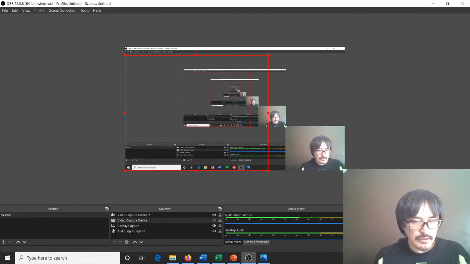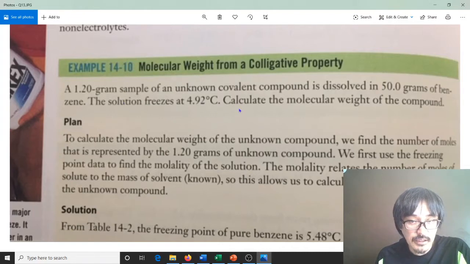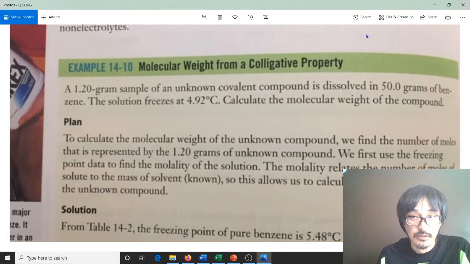Okay, so let's do question number 13. Let's just read the problem. I have 1.2 gram of unknown sample in 50 gram of benzene, and this solution freezes at 4.9 degrees Celsius. Now we need to calculate the molecular weight of this unknown compound. That's pretty much what we need to do.